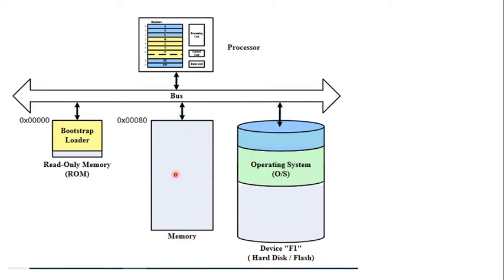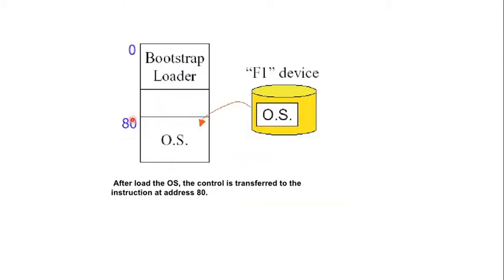But the point is, from which address will it start loading? With respect to the SIC/XE machine architecture, remember it will always start loading from the hexadecimal address 80. So from here the operating system. In this diagram, it is very clear that you can understand.